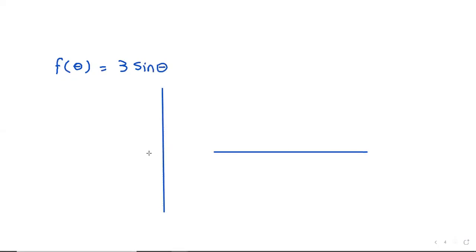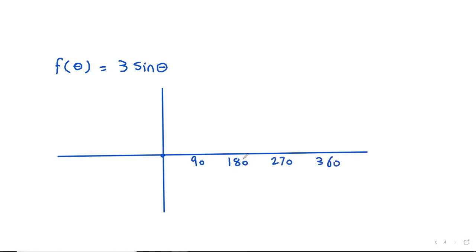Okay. If we have a function like f of theta equals 3 sine theta, and I want to graph this function, you are going to take values, and I'm focusing on some angles like 0, 90, 180, 270, and 360. You will find sine 0 is 0 multiplied by 3, so it's 0. And sine 90 is 1 multiplied by 3, it's 3. And sine 180 is 0 multiplied by 3, which is 0.